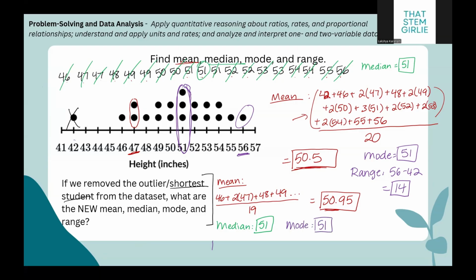And then range. Again, range is the difference between the smallest and largest number. So the largest number is still 56, but now the smallest number is 46 and not 42. So it'll be 56 minus 46, which is 10. So 10 is the new range here.